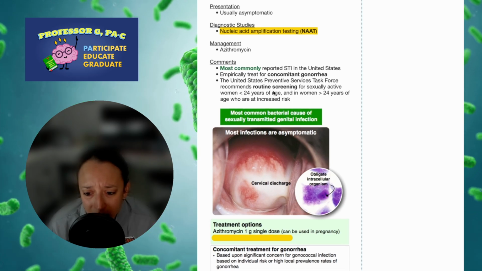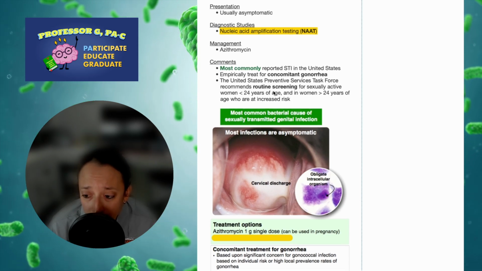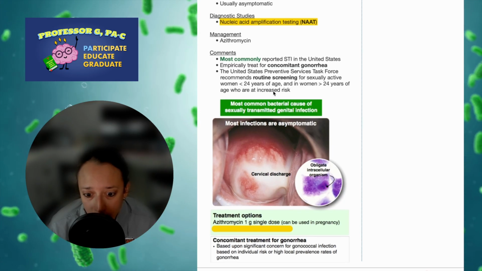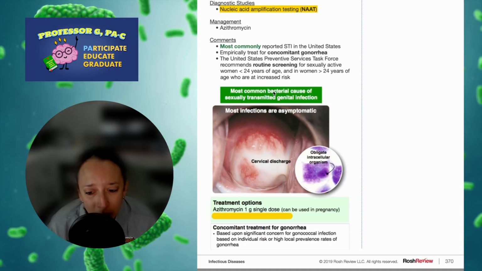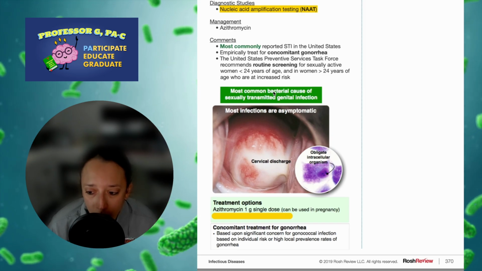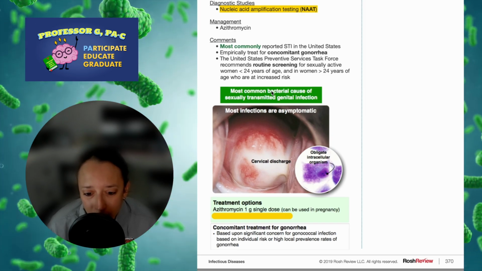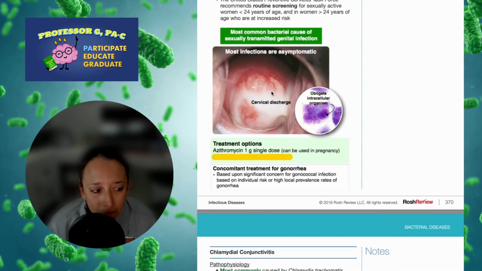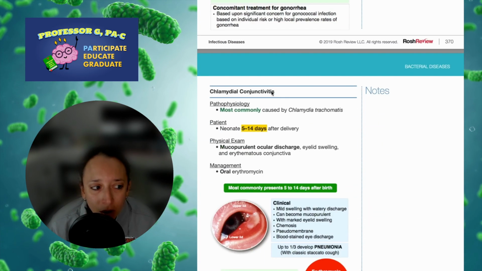The USPSTF recommends routine screening for all sexually active women under the age of 25 and for older women at increased risk. Appropriate tip: if you treat chlamydia, never forget gonorrhea. You want to either test for it or double cover for that. They just love to travel together, gonorrhea and chlamydia. Okay, let's go on.